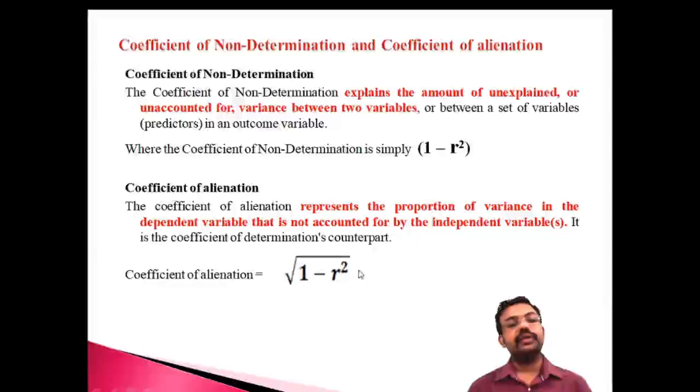Okay, what is the alienation? It represents the portion of the variance in the dependent variable that is not accountable by the independent variable. The term is known as the coefficient of alienation. And how to find the coefficient of alienation? Root of 1 minus r square. Okay, the term is known as the coefficient of alienation.